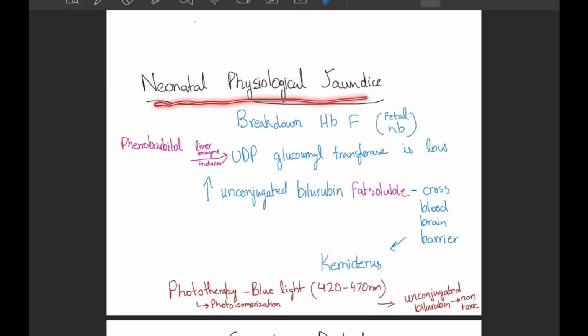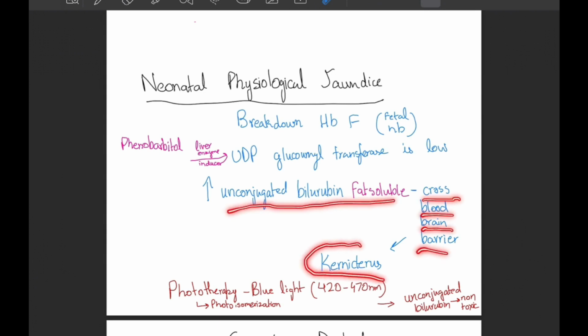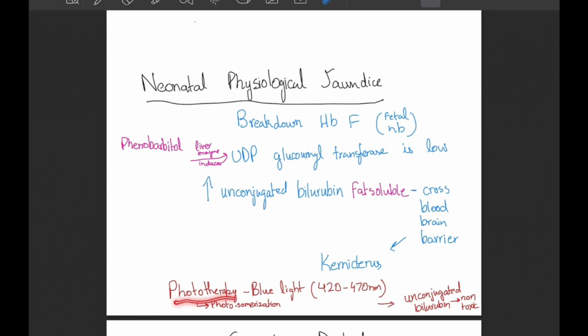Next we have neonatal physiological jaundice, which is due to breakdown of fetal hemoglobin, which is HbF, and due to decreased UDP enzyme, unconjugated bilirubin, that is fat soluble, can cross the blood-brain barrier and cause kernicterus, which is a fatal condition. Phototherapy is given in the blue light. This is photoisomerization, at 420 to 470 nanometer. Unconjugated bilirubin is converted into a non-toxic form. Phenobarbital, a liver enzyme inducer, can be used to treat this.